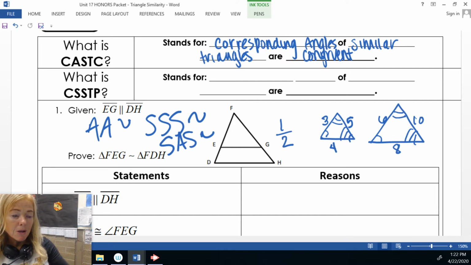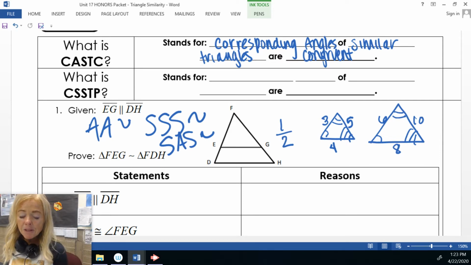So this is going beyond the similar triangle proof, just like CPCTC says that congruent triangles have corresponding parts that are congruent. You prove the triangles are congruent first, and then you use CPCTC to show that parts are congruent. That's the same thing CASTC is for similar triangles: once you've proven the triangles are similar, then you can use CASTC to prove angles in the similar triangles are congruent, as long as they're the corresponding ones. Okay?